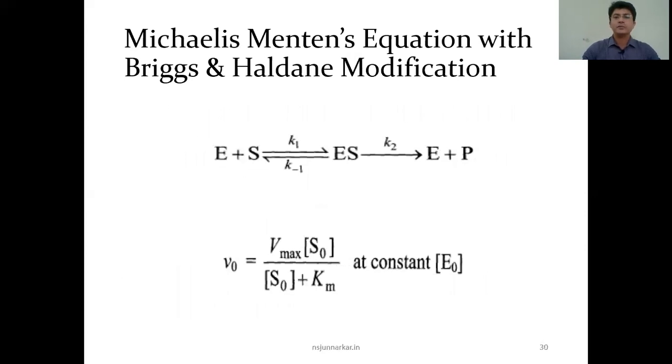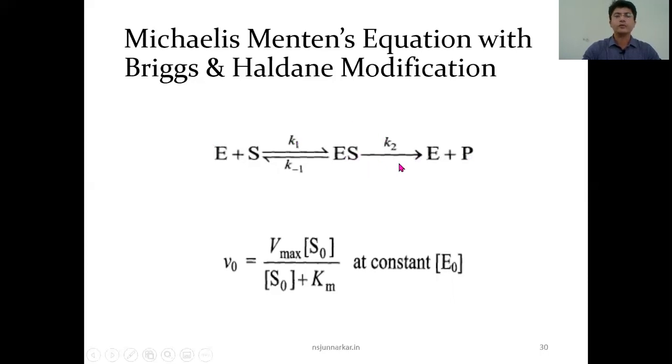Michaelis-Menten's equation was modified by Briggs and Haldane, which is referred to as the Briggs-Haldane modification. So here the enzyme substrate reaction is shown, in which the enzyme reacts with the substrate to form the enzyme substrate complex, and from that complex the substrate is converted into product and the product is released. So here the rate constants are mentioned, and the rate constant which dictates the enzyme activity or enzyme rate is K2. K2 is the rate limiting constant for the conversion of substrate into product.